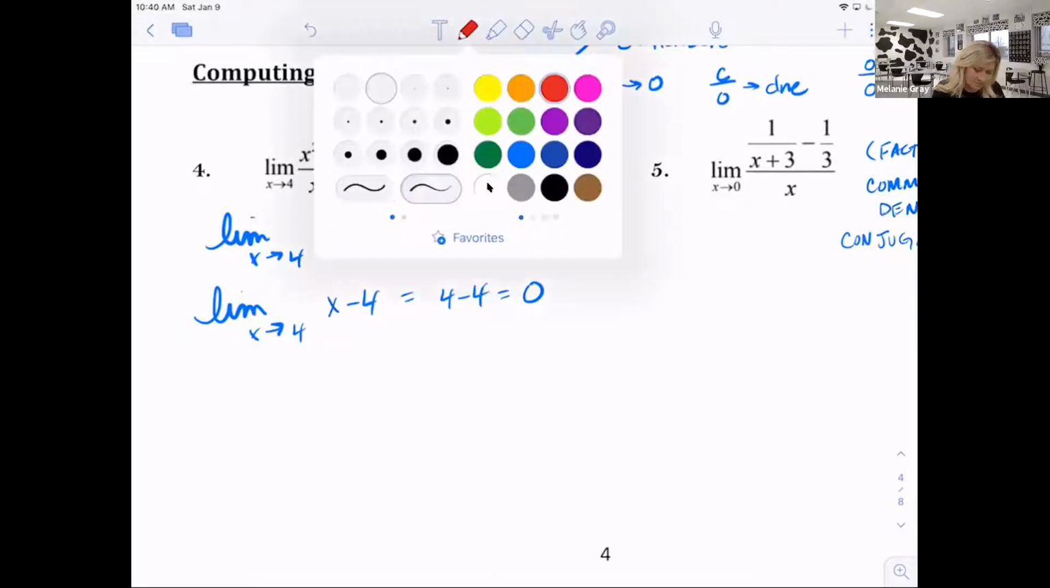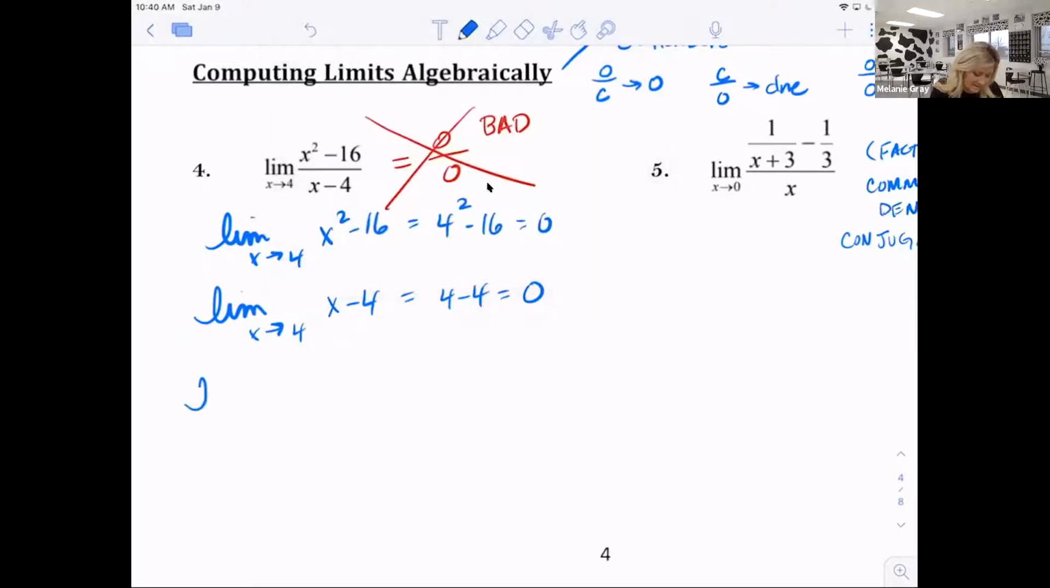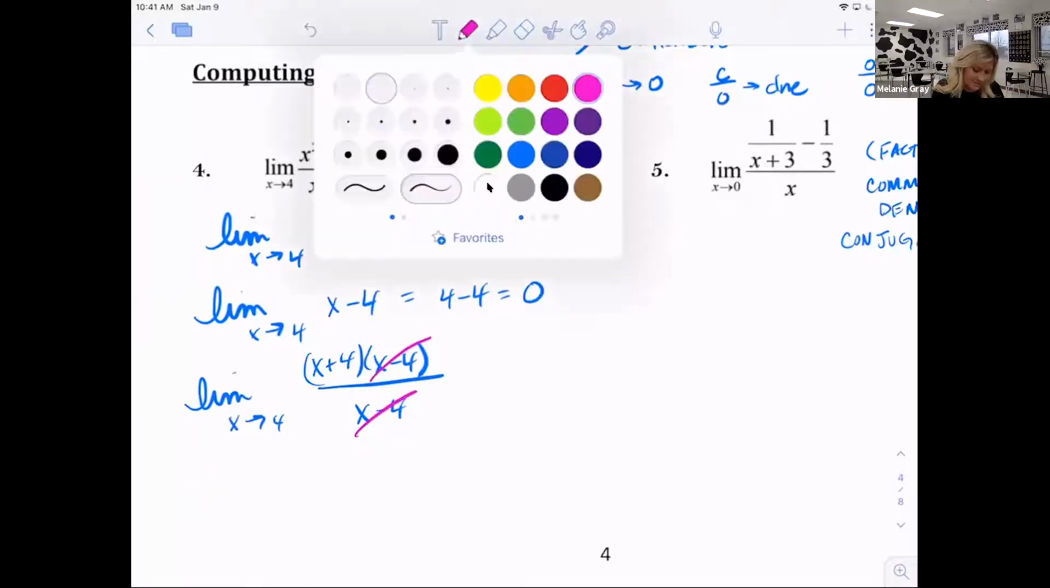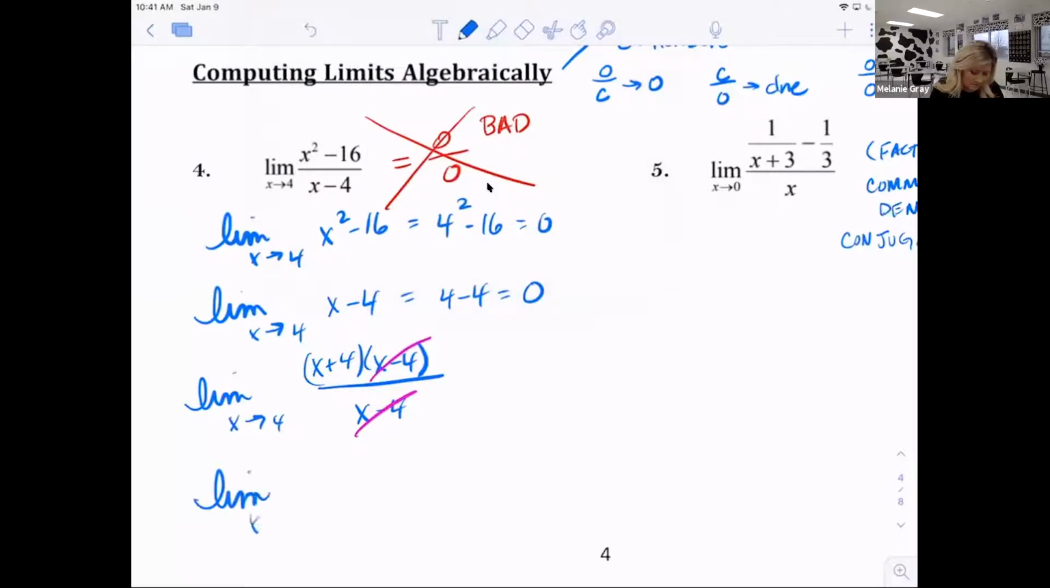I'm going to go back and say this limit as x approaches 4, and I'm going to factor the numerator. It's going to factor to be x plus 4 times x minus 4 on top, and then we have an x minus 4 on the bottom. And so I can divide out those x minus 4s, and I'm left with the limit as x approaches 4 of x plus 4. Use direct substitution to sub that 4 in for x, and then we get 8 for our limit.